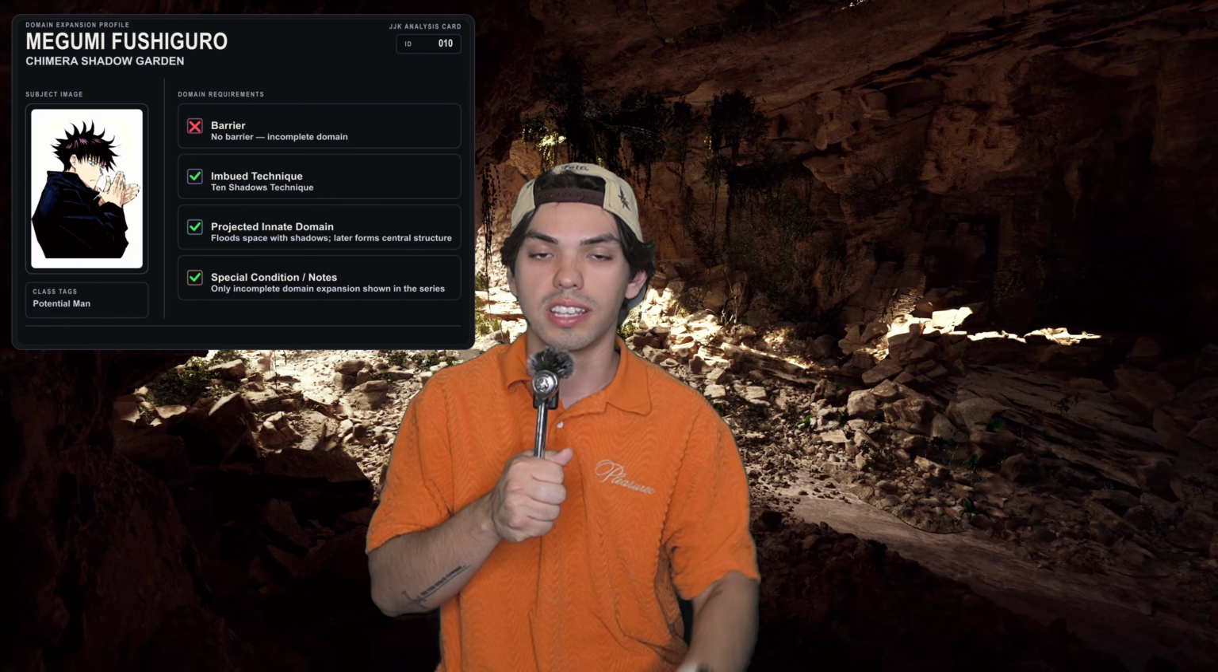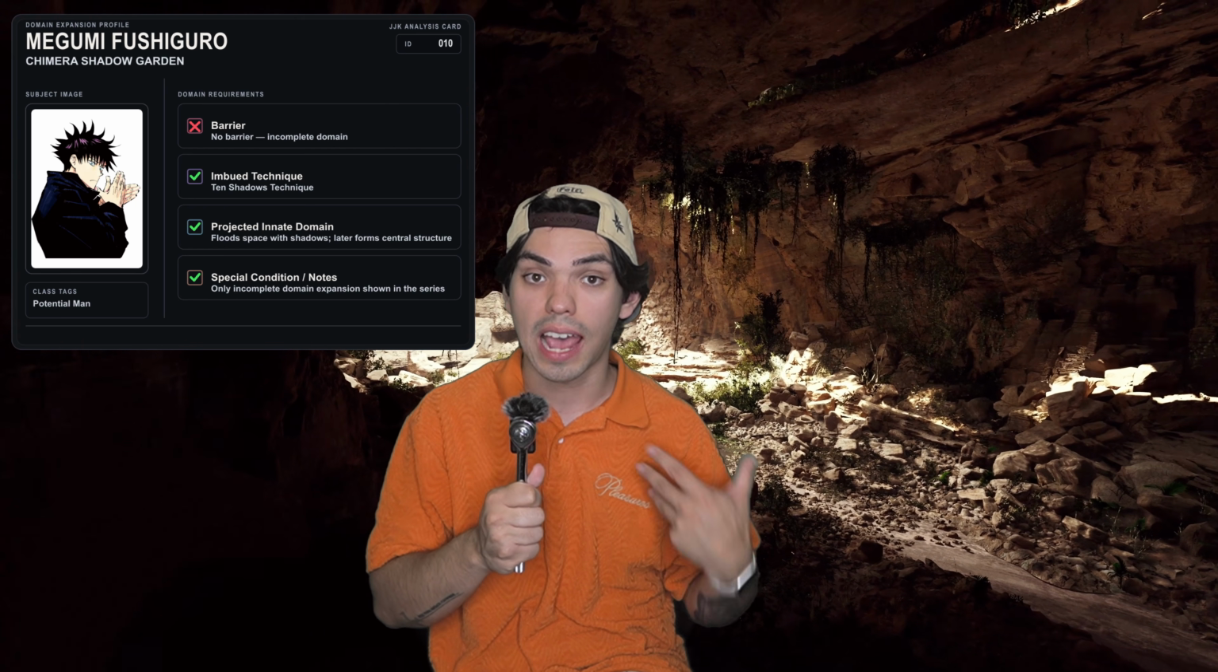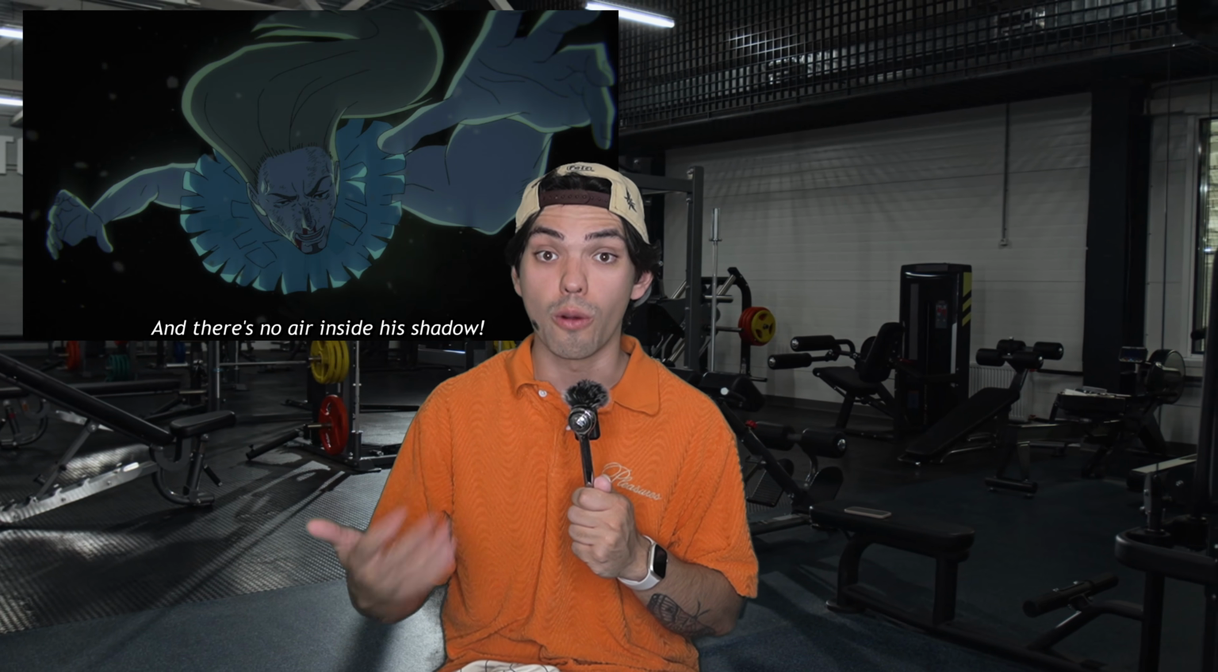Where Yorozu can close a domain around an impossible object, Megami still can't close one at all. Megami's Chimera Shadow Garden is the only incomplete domain we see in the series. Because he cannot form a complete closed barrier, he is not granted a guaranteed effect. So, every Shikigami made in physical attack still has to connect normally. Instead, Megami has to rely on an existing structure, whether that be a gymnasium, a cave, or any closable structure. Inside the domain, the Ten Shadows technique expands throughout the environment. He can create multiple copies of his Shikigami, move through shadows, generate decoys, and even flood the space with a liquid shadow that offers no buoyancy and no air.